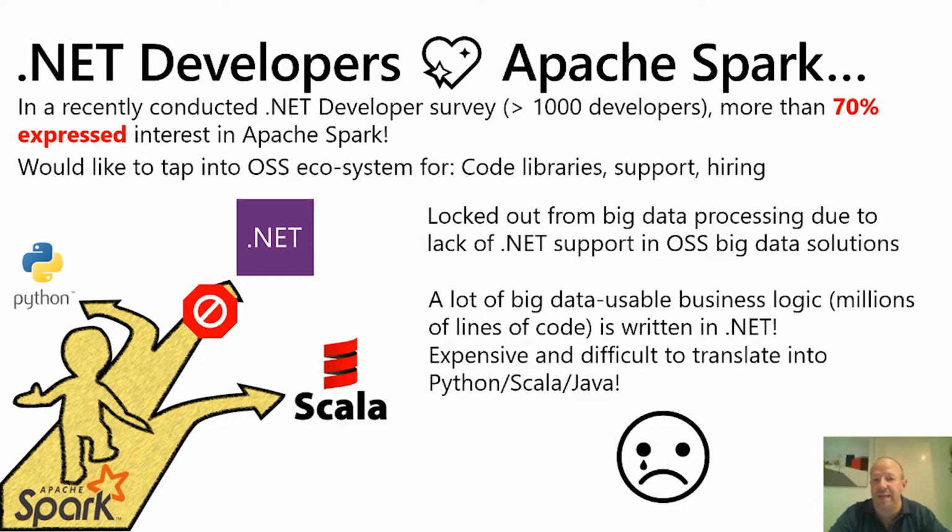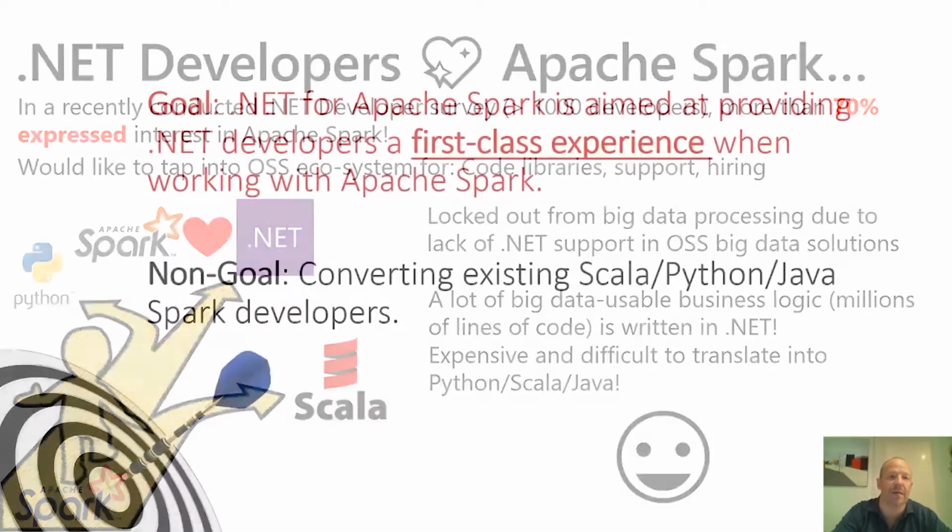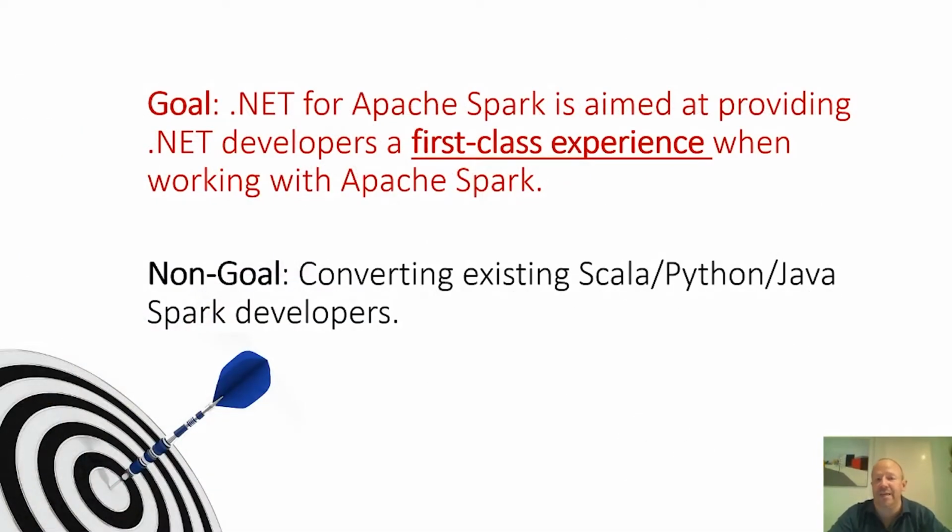So based on that, we decided that in order to be enabling you to run your business code that you have written in .NET and avoid having to translate it into Python, Scala, or Java, we are now giving you access to Apache Spark through .NET APIs. Now, the goal of that offering is not to convert existing Scala, Python, and Java developers. Obviously, if they want to, we have nothing against it. But the main goal is to provide .NET developers a first-class experience when they work with Apache Spark.